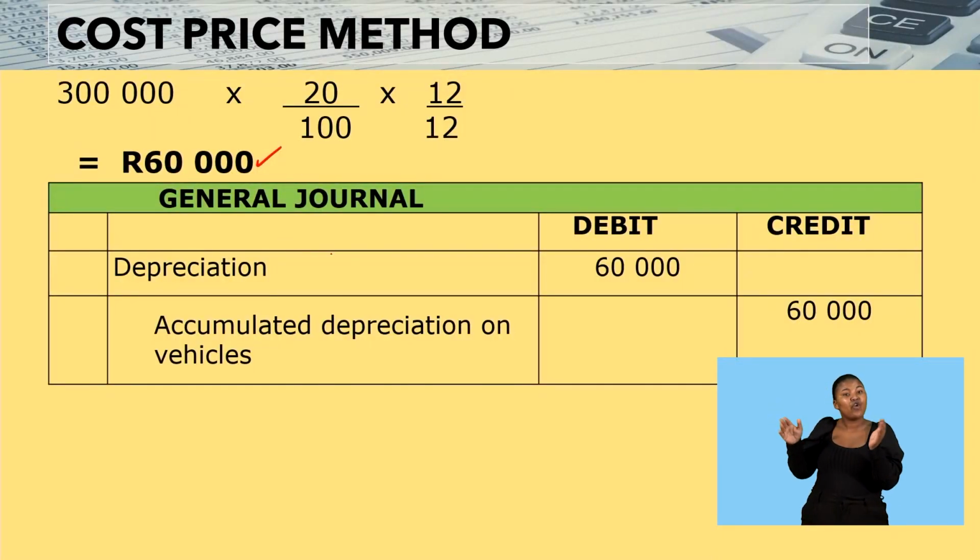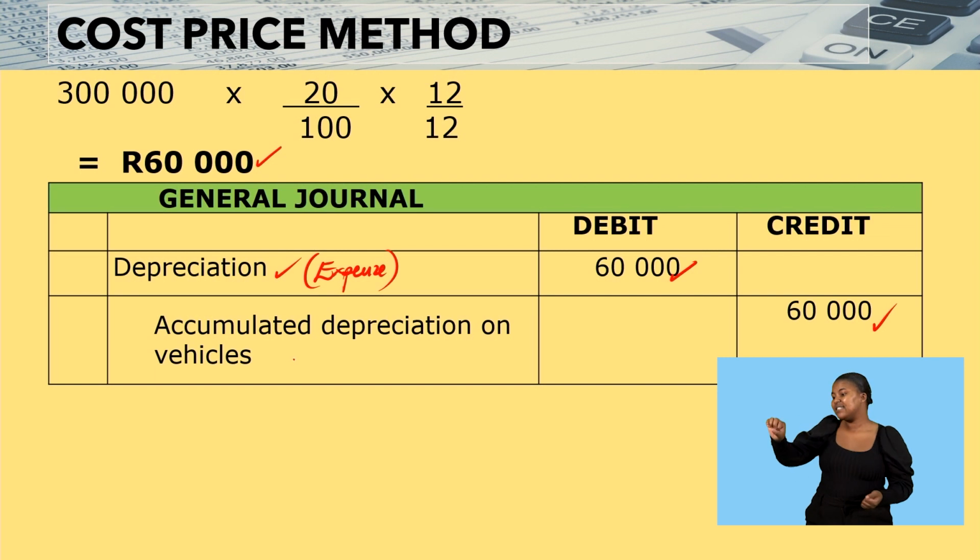After I have calculated my depreciation, I should be able to record it in the general journal. In the general journal, we'll debit depreciation, all right? Because depreciation is an expense, and remember, expenses have a debit balance. So we debit depreciation, there you see it, 60,000. And we credit accumulated depreciation, 60,000.